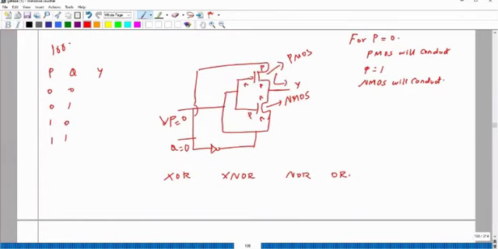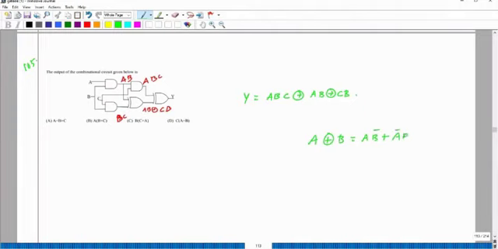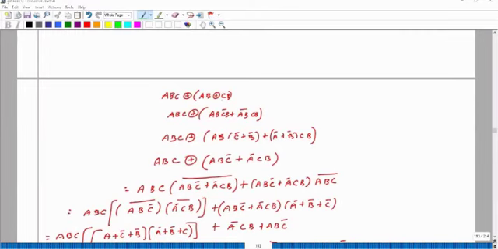Okay. So you see, what is A XOR B? What is A XOR B? A XOR B is equal to AB bar plus A bar B, right? So now you substitute here. Okay. AB XOR CB. AB XOR CB is AB into CB bar plus AB bar CB.